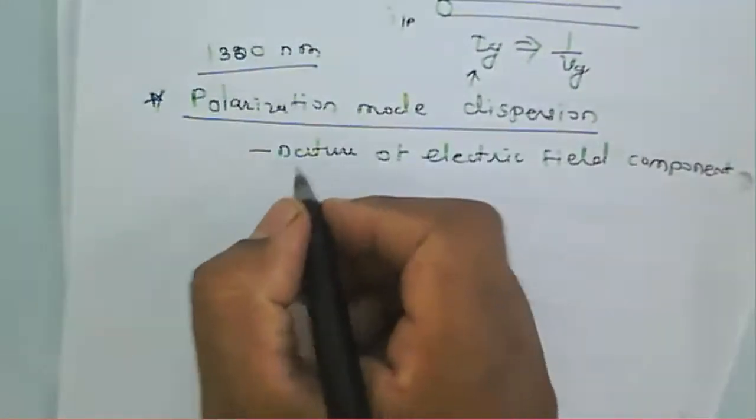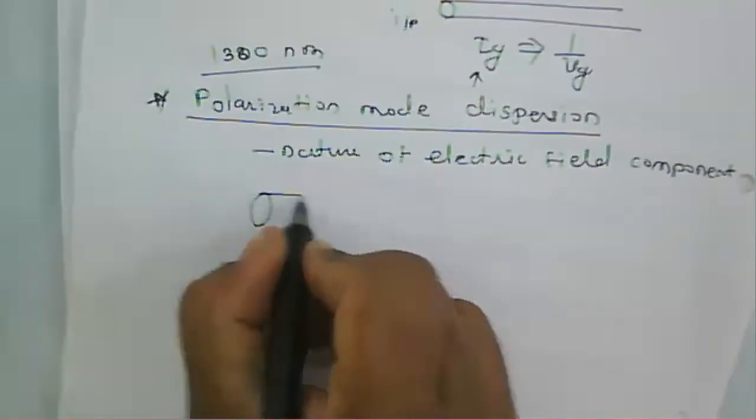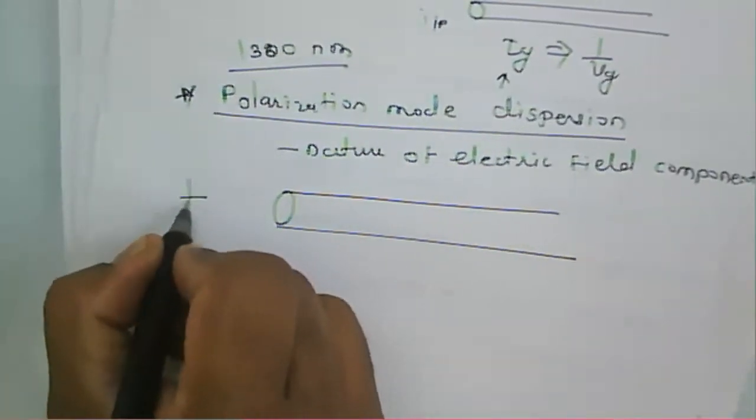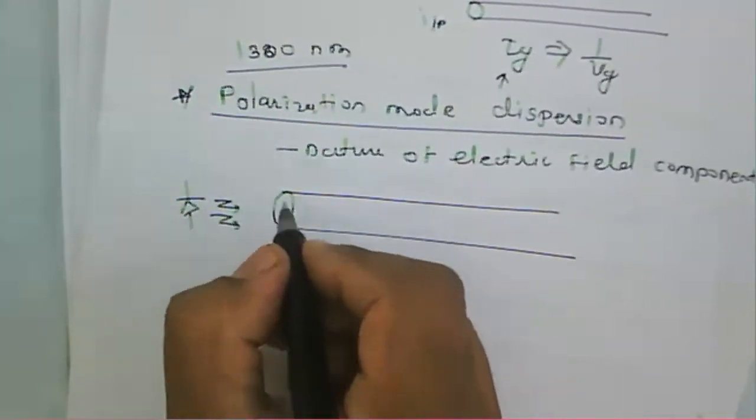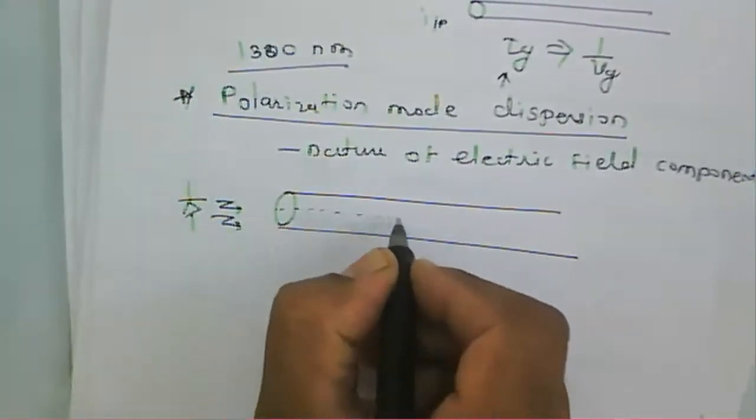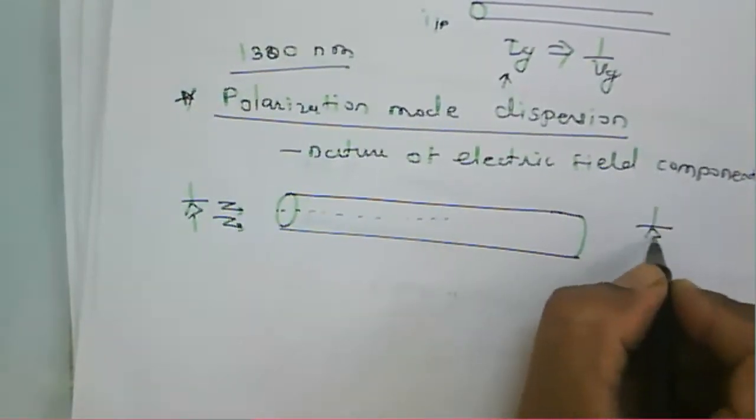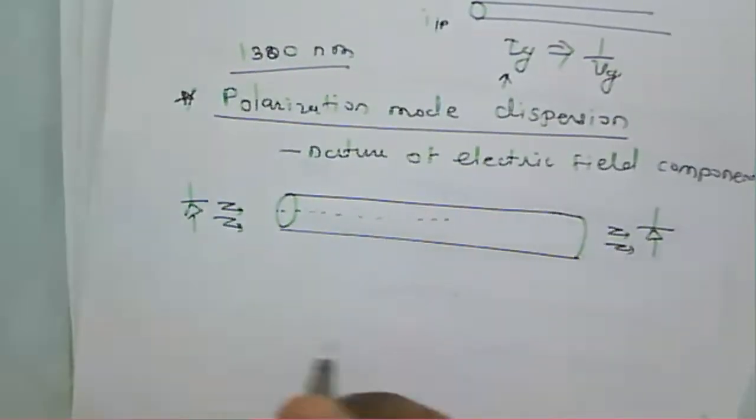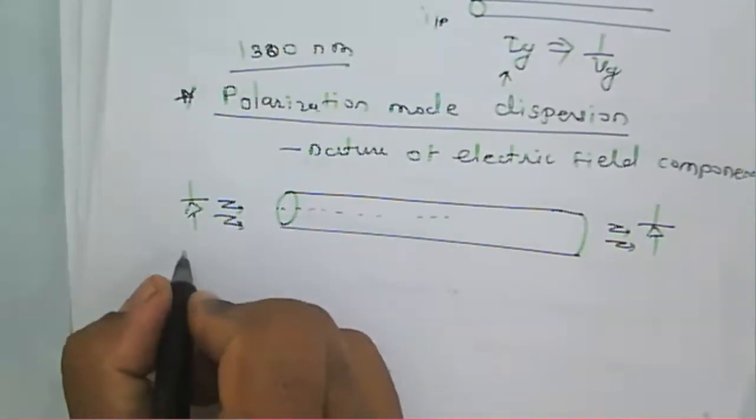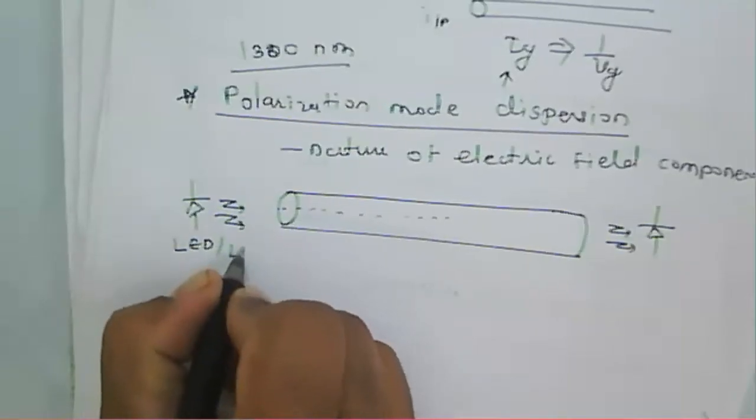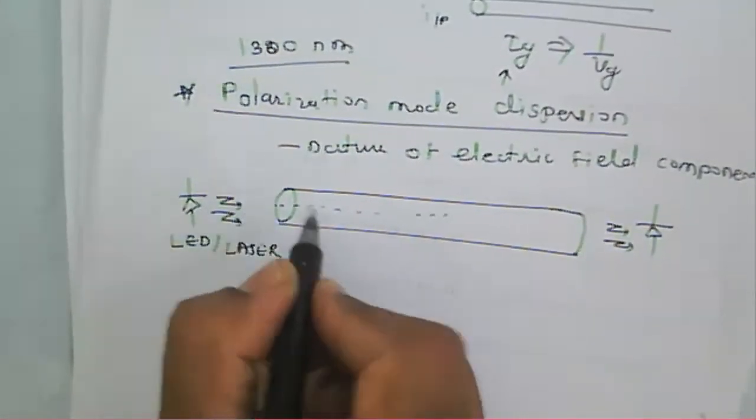But here we have ray theory. Rays are propagating, which means we have a source, and the source can be an LED source or a laser source. Light is launched inside the particular fiber and propagates through the fiber, and at the end we have the detector. The detector receives the signal here. Now in the case of a source, it can be an LED source or a laser source, and rays are propagating through the fiber.